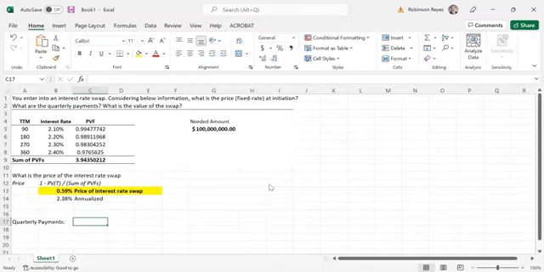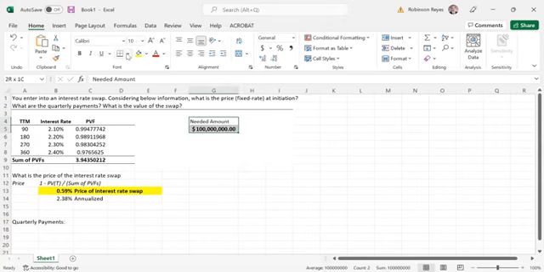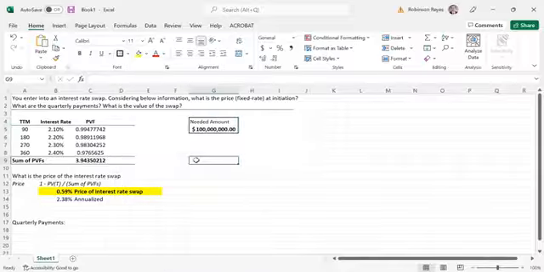When we look at the quarterly payments, we just need to first have this needed amount that I should have introduced earlier, and this amount is the notional amount.